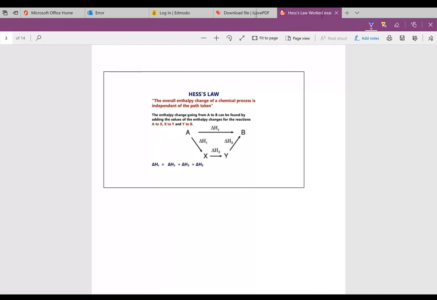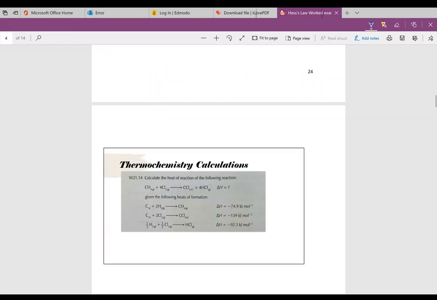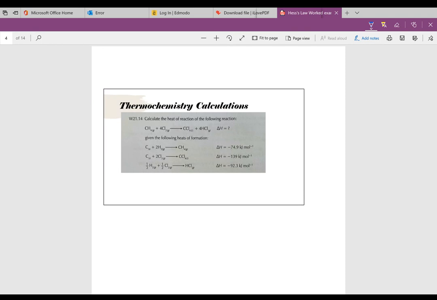Okay, so again, this is just another idea. The heat change in going from A to B, delta H, is the same as the heat change in going from A to X, then to Y, then to B. So changing your route, H1 plus H2 plus H3 is still the same heat change as just going from A to B in the first place. Okay, so some calculations then to look at.